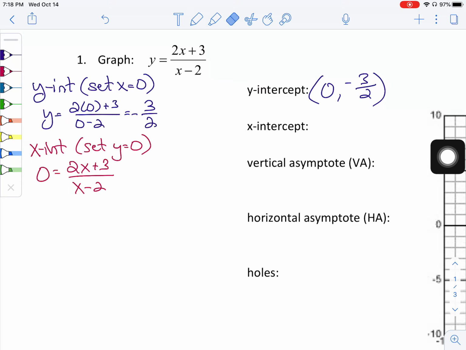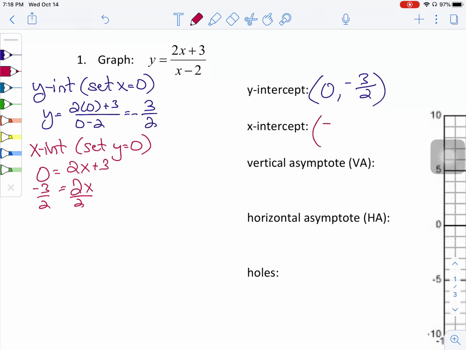But if you want to make a note to yourself to find the x-intercepts, what you're really doing is setting the numerator equal to 0, okay? So we're going to solve this. Let's see what we get here. So 2x is equal to negative 3 divided by 2. So we get x equals negative 3 over 2.